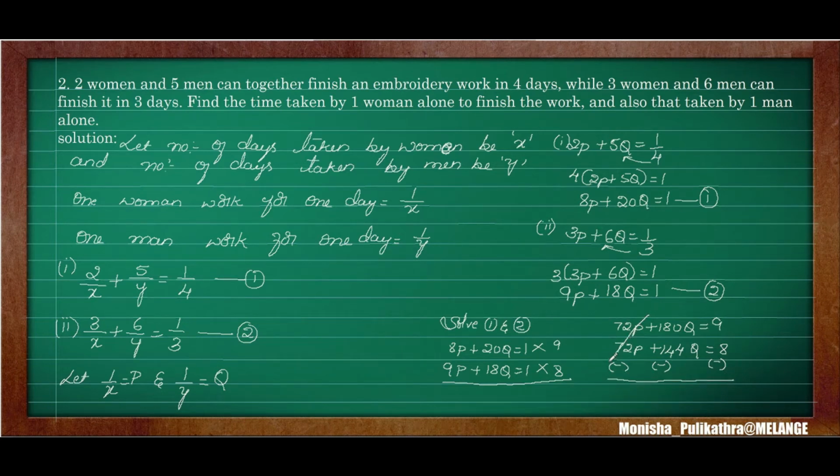Here 72p and 72p cancel each other. Here plus into minus is minus, so we need to subtract. It will become 36q is equal to 9 minus 8, which is 1. So q will be 1 by 36. So q is 1 by 36, and then I will do it on the next board.